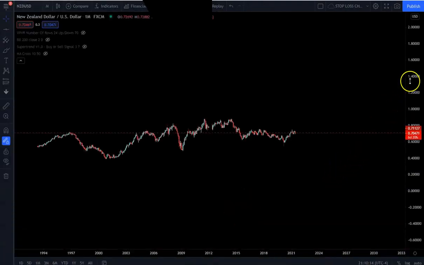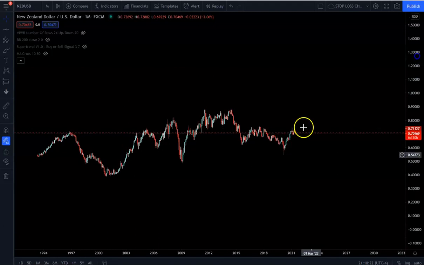Okay, so we're going to do a top-down analysis on NZD/USD. As you see here on the charts, on the monthly chart price has begun to consolidate in this area. It was actually an uptrend here, and it began to consolidate in this area here. But for the month currently, we do have a bearish candle.